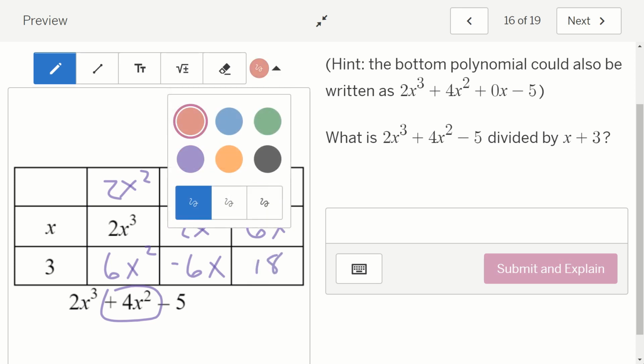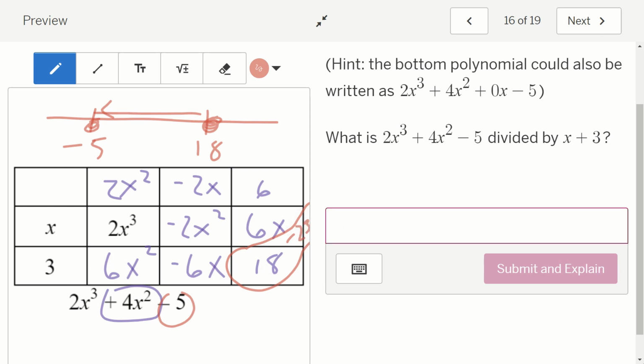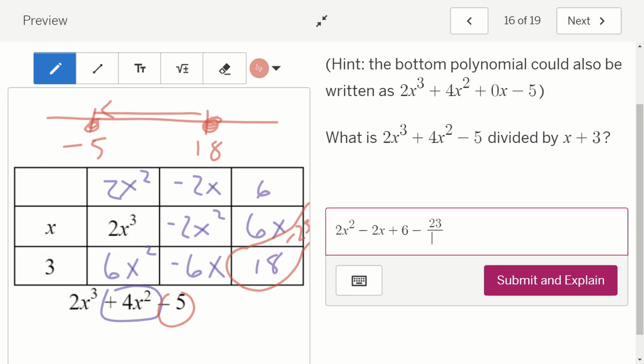Because your teacher is requiring you to find the remainder, I am at an 18, but I need a negative 5. So I need to get from here down to here, which means I need to move left 23 spaces. And so the answer that we're going to put in here is 2x squared minus 2x plus 6.